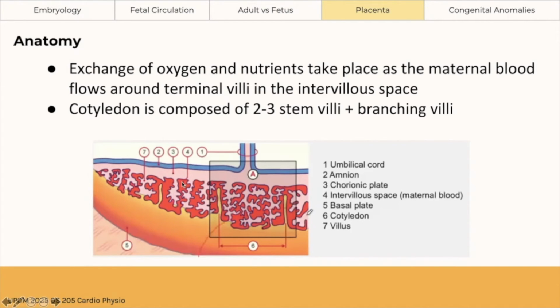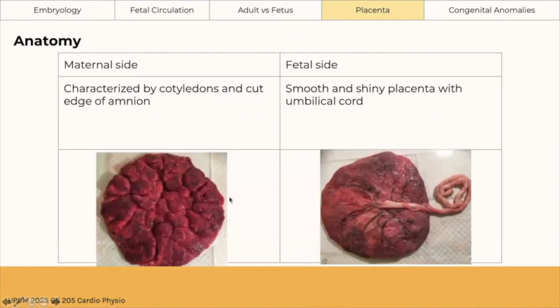So this is the intervillous space, and these are the terminal villi where maternal blood will flow and exchange of nutrients and oxygen will take place. So a cotyledon is composed of 2 to 3 stem villi and their branching villi here, number 6. And cotyledon is actually what you can see on the maternal side of the placenta, as well as the cut edge of the amnion, while the fetal side looks smooth and shiny, and of course, you can see your very prominent umbilical cord.